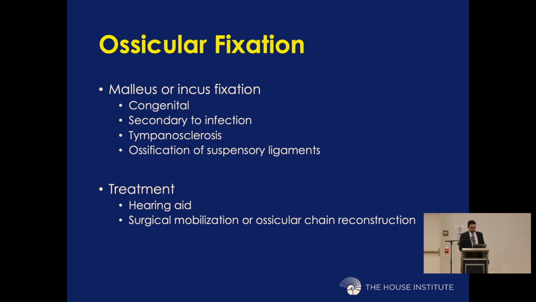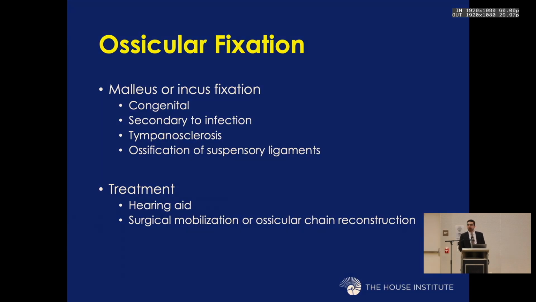And in terms of treatment, again, these are non-life-threatening. You don't have to do surgery. Somebody has a malleus fixation with a 30, 40 dB air-bone gap. They can easily get fitted with hearing aids and they'll actually do very well, especially if they have intact inner ear hearing and 100% word recognition score. Or we can choose surgical mobilization or actually removal of the ossicle and placement of a prosthesis.